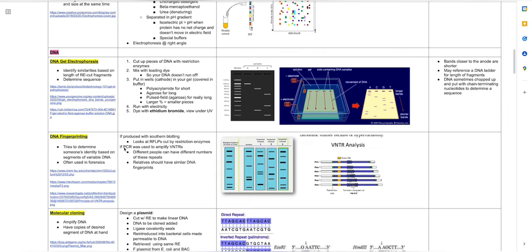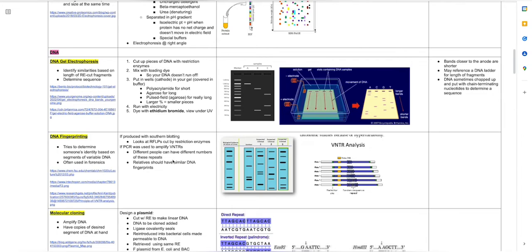And the other method you can use is PCR to amplify DNA. And what you're looking at are VNTRs, which I think stands for variable number tandem repeats. What those are basically is humans have these repeats in their DNA, and different people can have different numbers of repeats, so it analyzes those. And as a general rule, relatives should have similar DNA fingerprints.